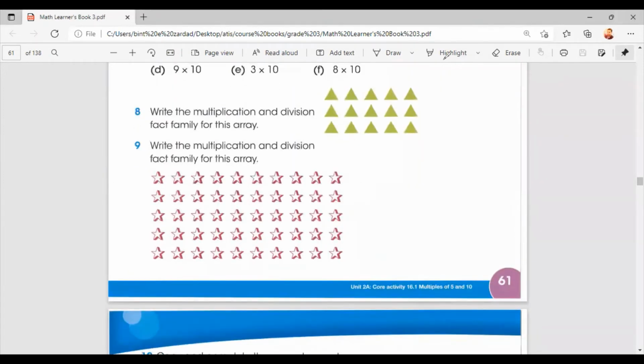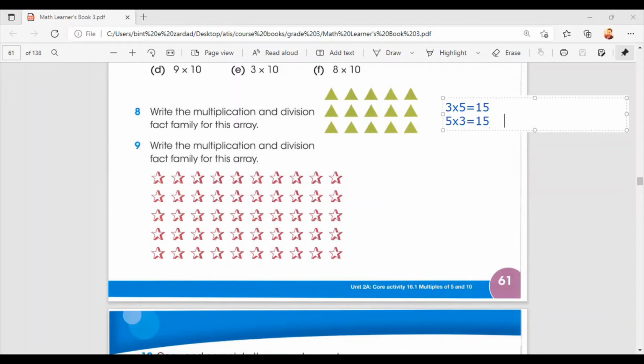Question number 8. Write the multiplication and division fact family. In a multiplication and division fact family, we use two multiplications and two divisions. So let us do it. We have 3 rows and 5 columns, so we have 3, 5 and 15. So 3 multiplied by 5 equals 15. Like this, 5 multiplied by 3, the opposite, is also 15.